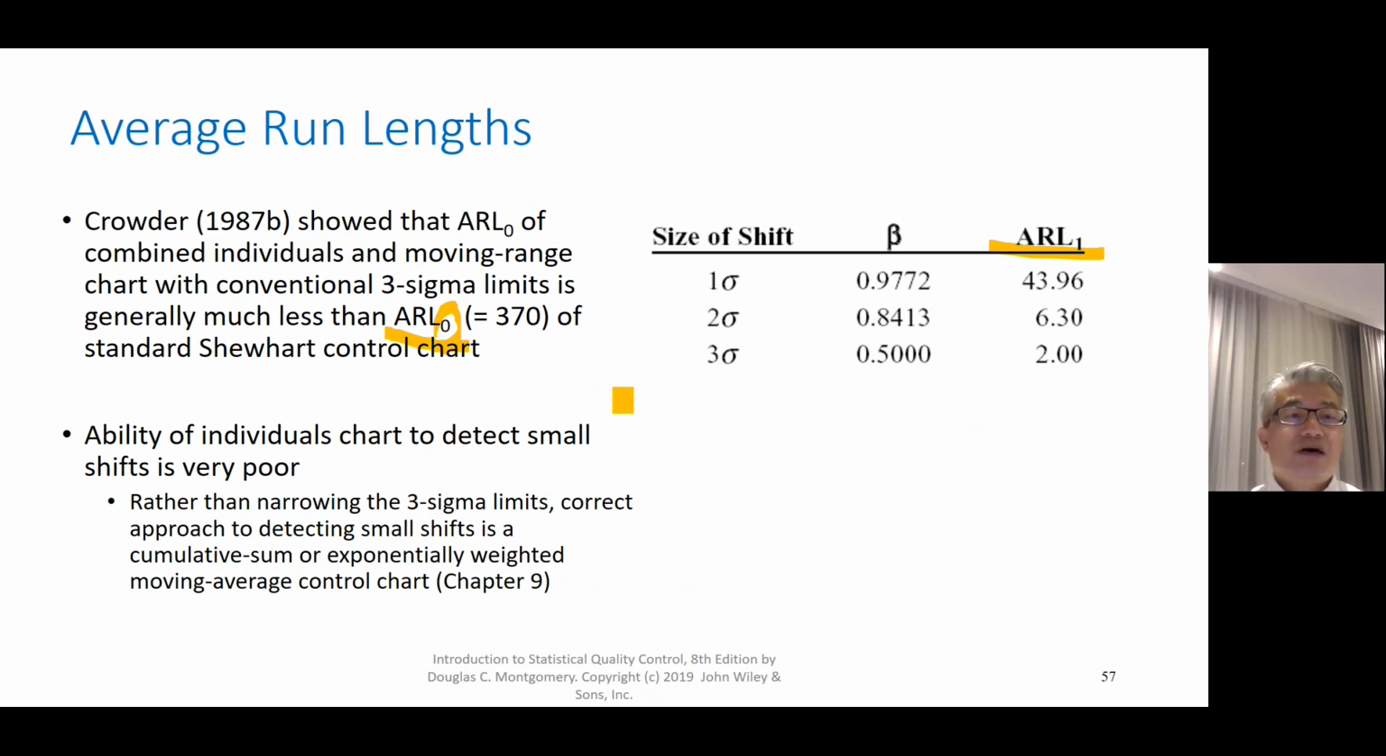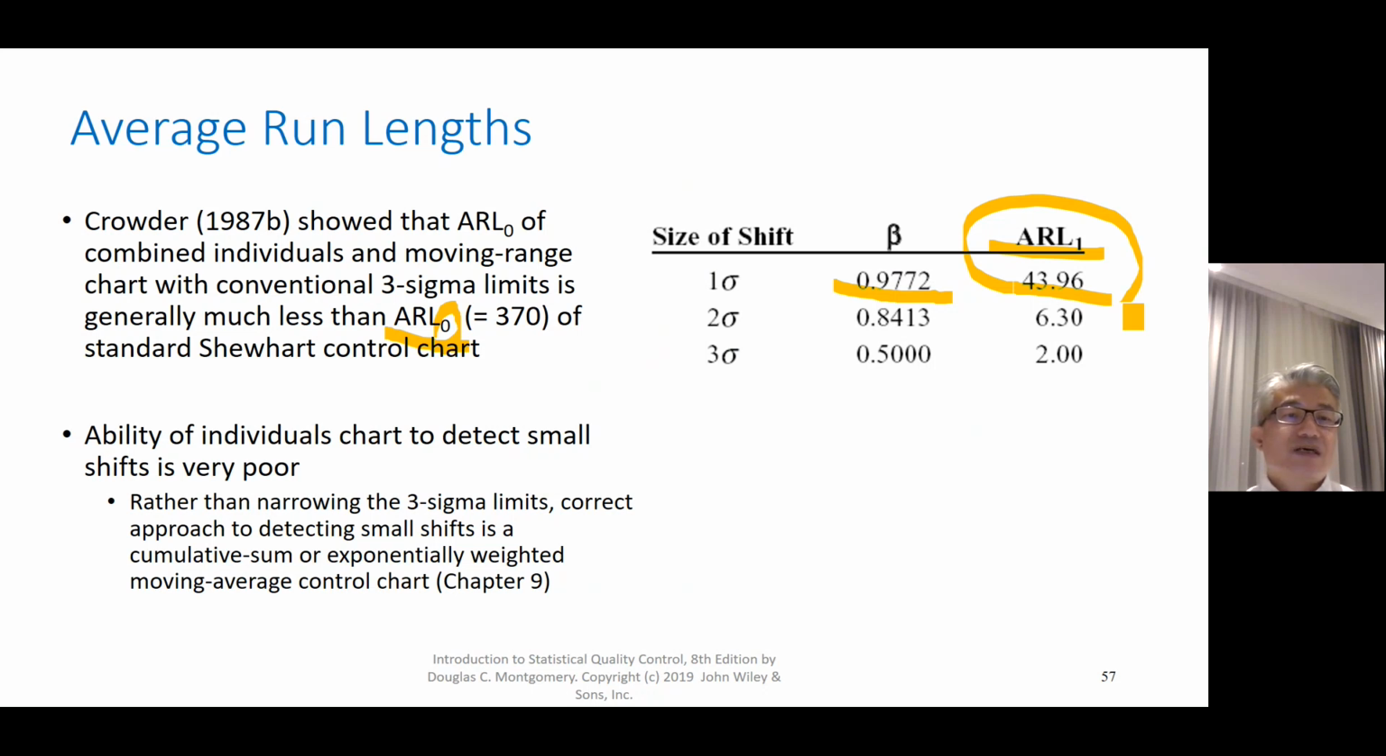So the ability of individual charts to detect small shifts is quite poor. You can see that the average run length to detect a one standard deviation shift, which can be considered a moderate to small mean shift, is high because the beta is so high. The average run length is up to 43. That means we need to wait almost 44 samples until we detect an out-of-control signal.